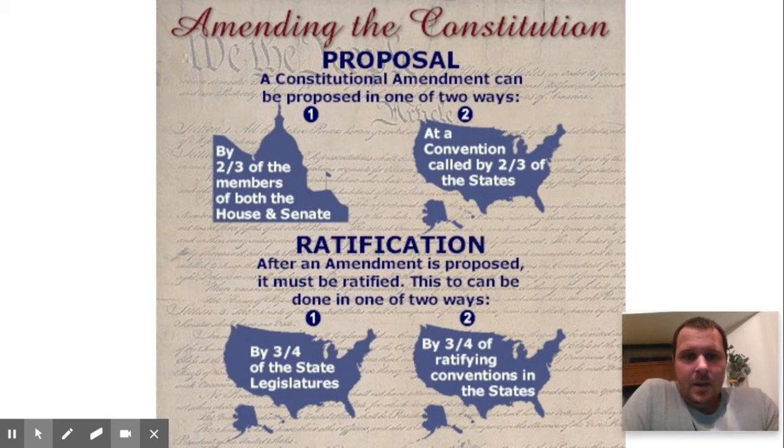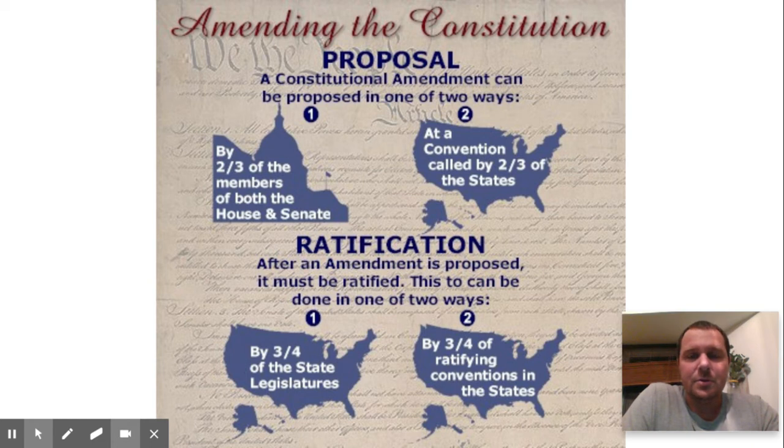So if you look on the screen here where it says number 1, for proposal of a constitutional amendment, it is a 2-step process. Okay. Proposal is step 1. Ratification is step 2. Constitutional amendments are proposed when 2/3 of the members of both the House and the Senate decide we need a new constitutional amendment.